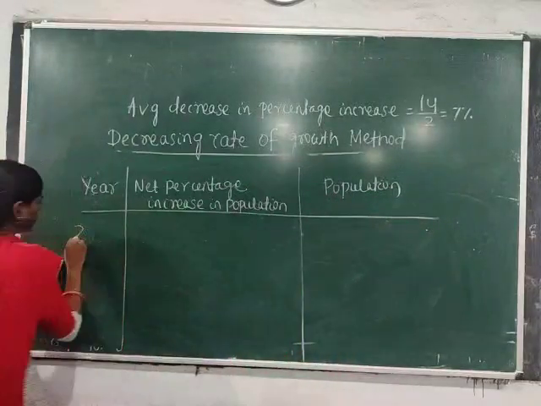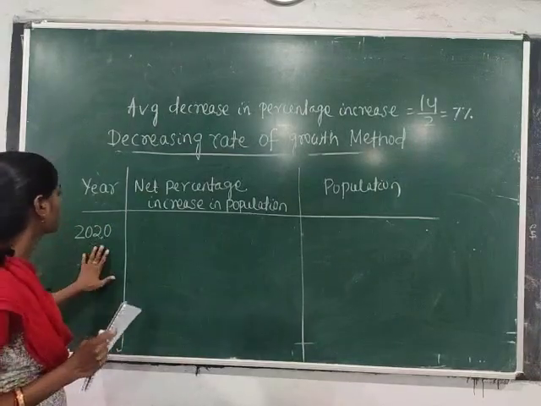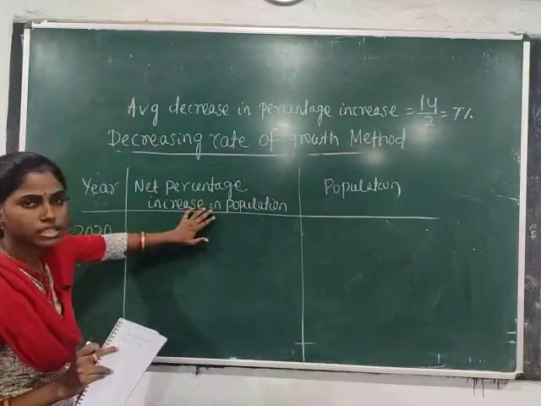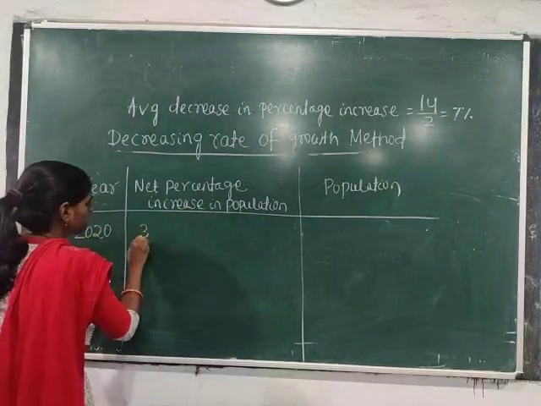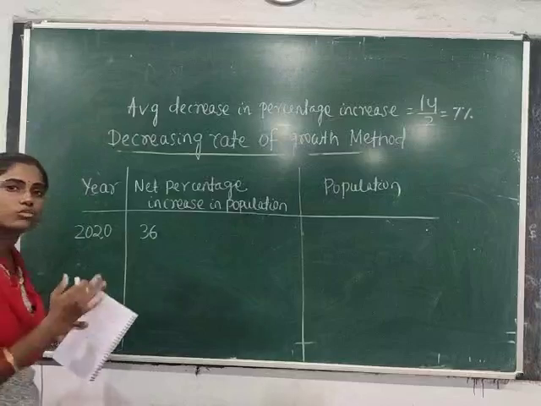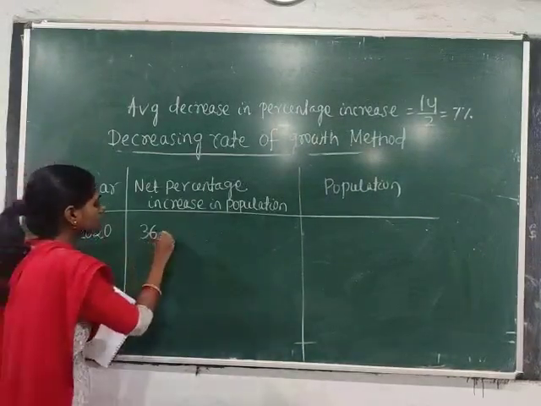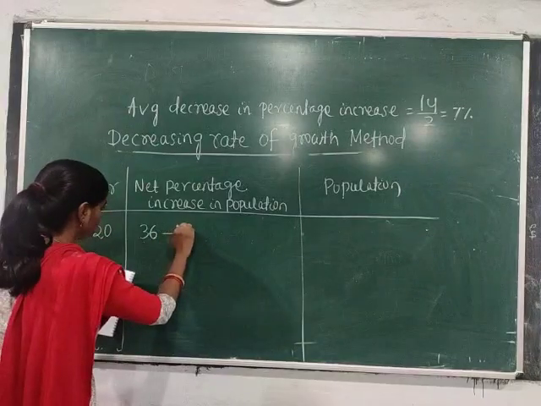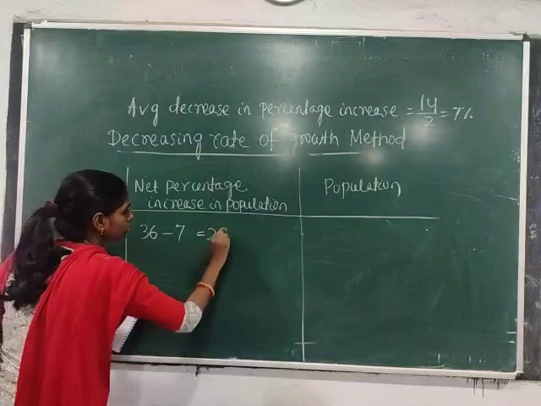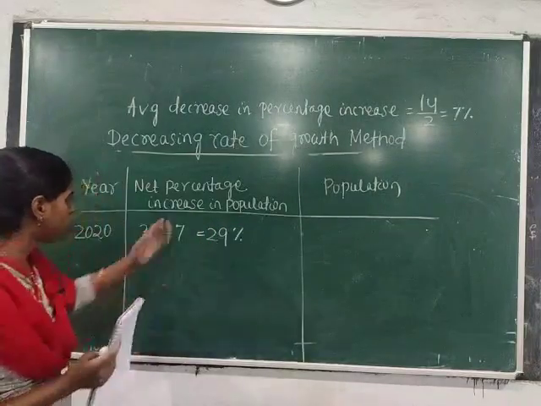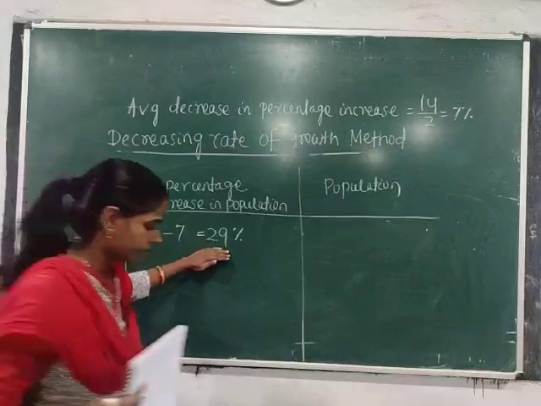It is asked to find out the population for the year 2020. What is the net percentage increase in population for 2020? As per this method, the latest percentage increase was in 2010, it was 36%. From this 36, we will subtract the average decrease, and the net increase for 2020 will be 29%.